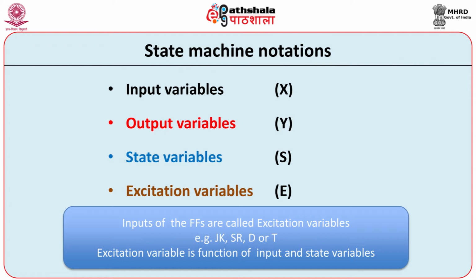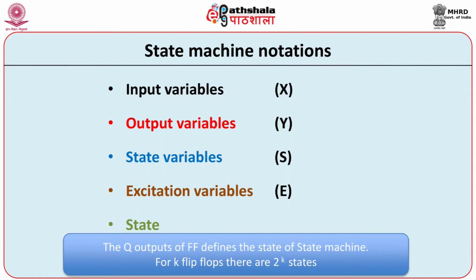State variables are the function of excitation variables. Excitation variable E are the function of input variables x and the state variables S. The state of the sequential circuit is defined by the contents of memory. The state is defined by output Q. Each state of a sequential circuit should be unique and unambiguous. So, for k flip flops there will be 2 raised to k number of possible states.